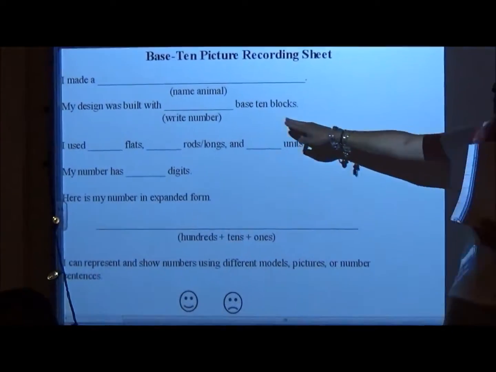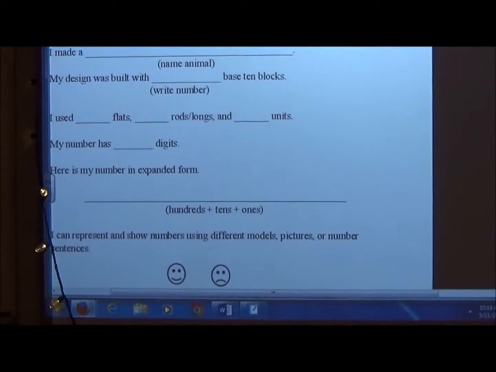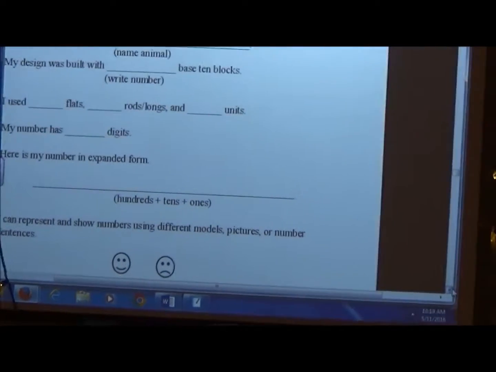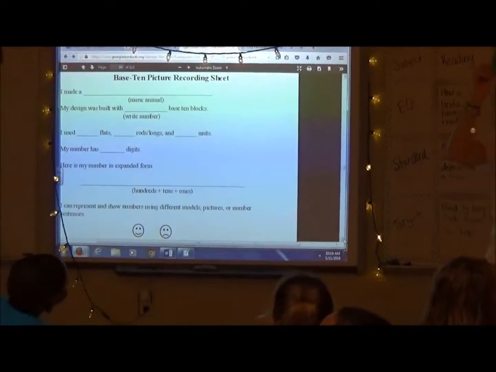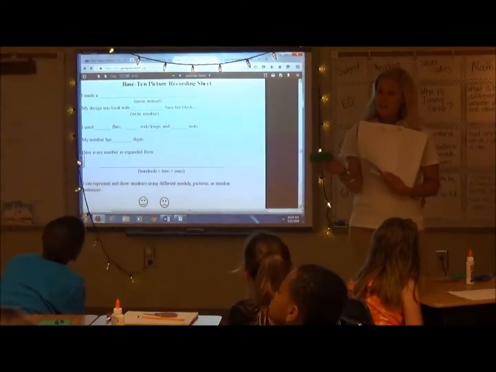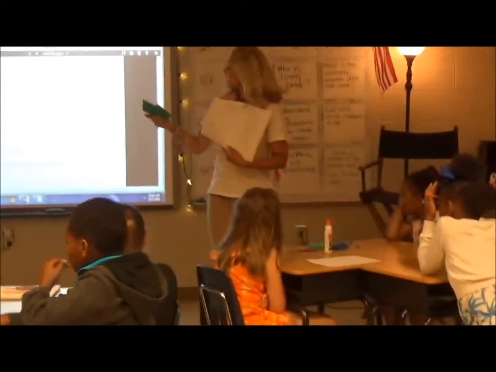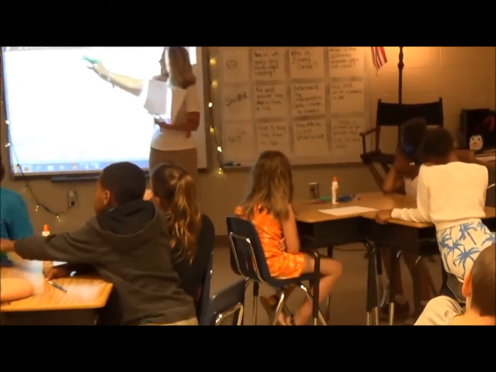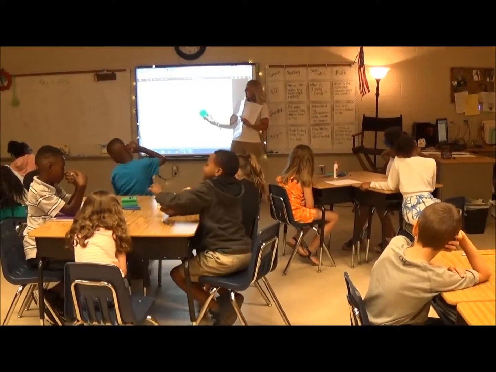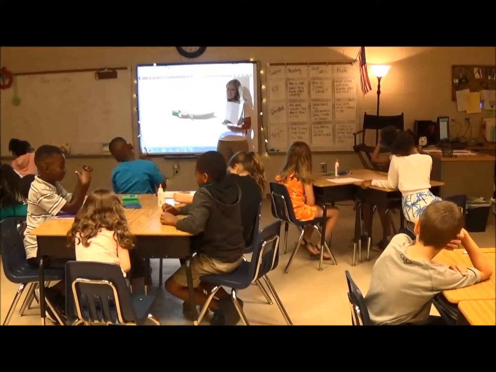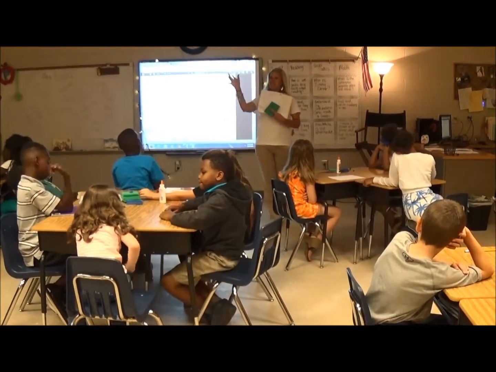My design was built with how many base 10 blocks? So if you use 2 hundreds flats, that's going to count as 2, right? Because you're using 2. But the value of it is going to be what? 200, okay? First of all, you're going to count your base 10 blocks: how many flats, how many rods, how many units. You're going to write your digits. Remember, the digits are the numbers that make up the number, okay?